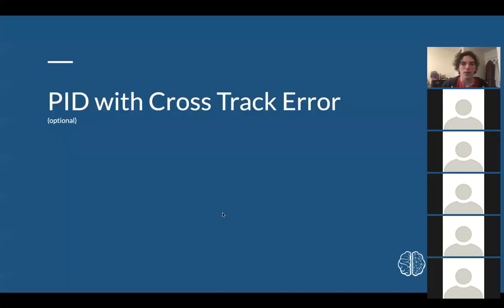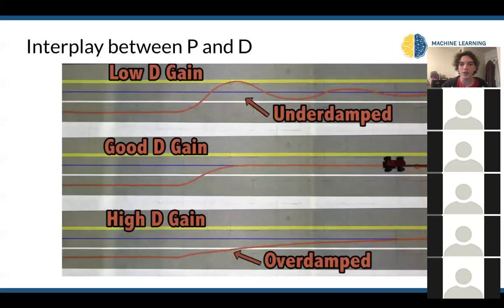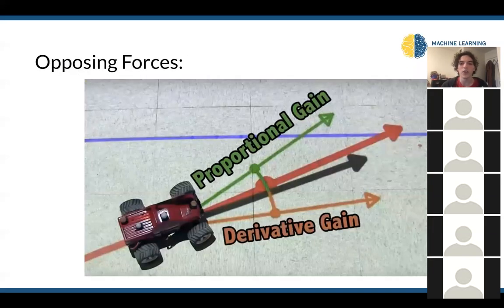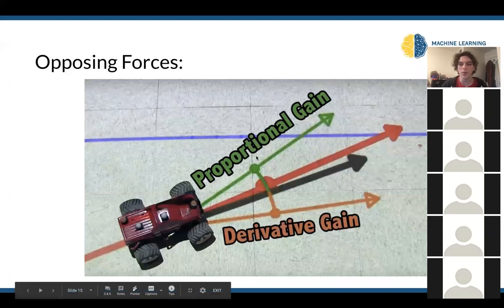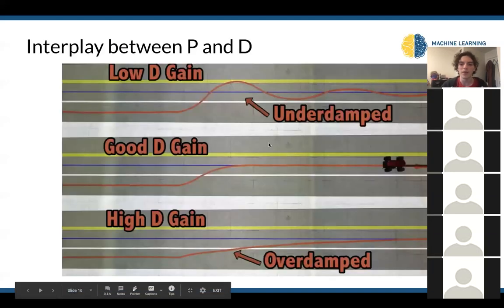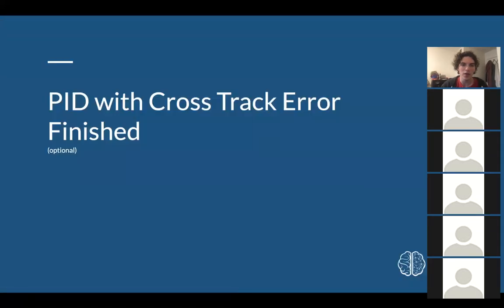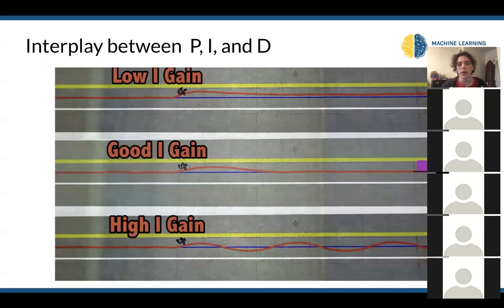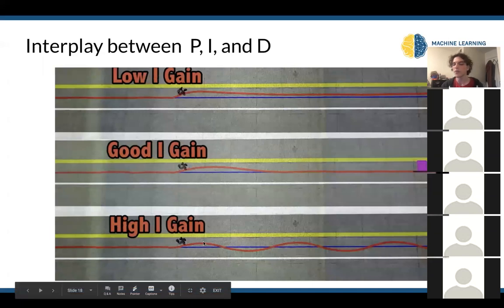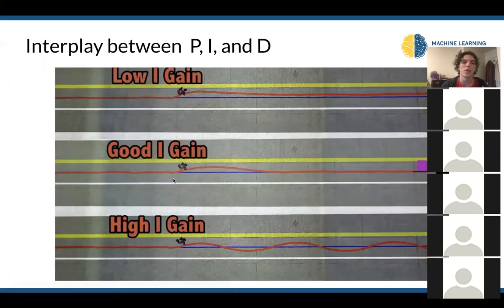Okay. If the demo didn't go well, I was going to talk about this. This is talking about PID on cross-track error, where the derivative is opposing the proportional gain. We have these oscillations that we saw. These slides are also going to be available if you want to see them. You can see the behavior with high I or low I. If we have high I, we would have those oscillations I was talking about, which we want to avoid.